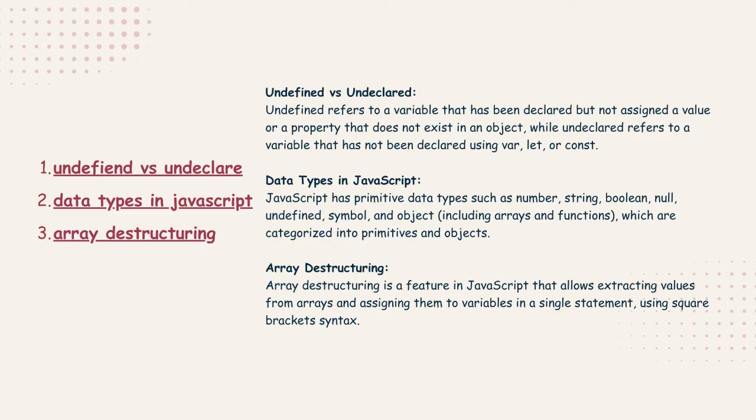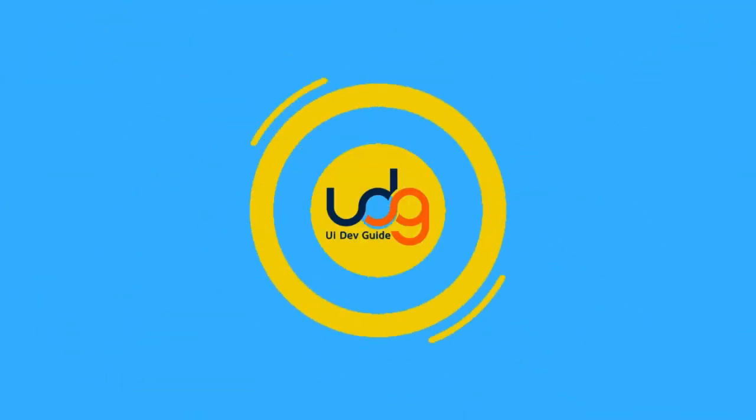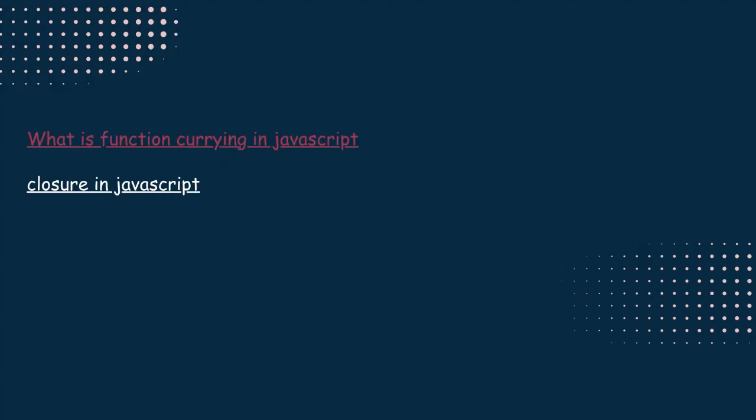So what is function currying in JavaScript? Function currying is a transformation of a function. We can call it like f of a, f of b, c, and pass each and every value individually. Do you know how to write that example?